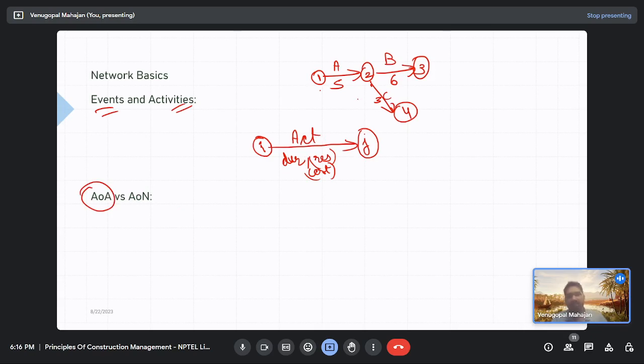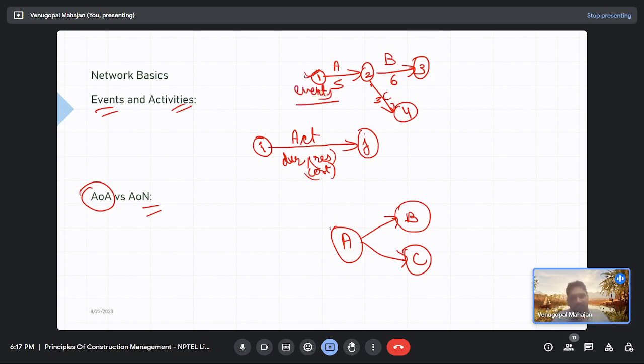But if we want to do the same thing with activity on node, let's see how it becomes. There is activity A, then activity B follows activity A, activity C follows activity A. So now you have got activities on nodes. This is an activity on node network, AON representation. In the first case the circles represented the events, and in this case they represent the activities. In that case the arrow represented the activity.